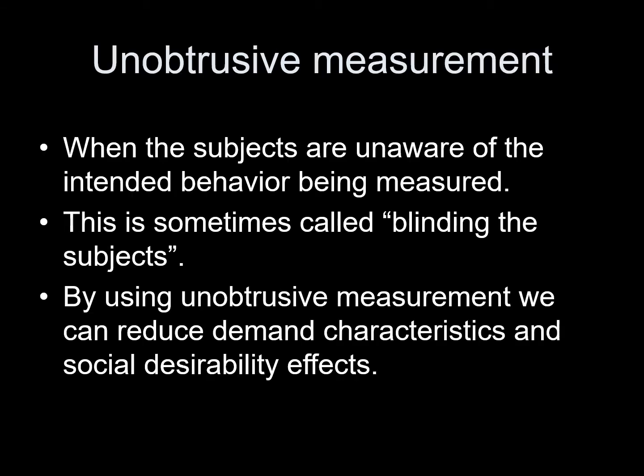Okay, now, so having unobtrusive measurement, this is something very similar to having a hidden camera. This is when the subjects are unaware, and this is also called blinding the subjects. By using this blinding the subject, you can reduce demand characteristic and social desirability effects. Which makes sense, right?